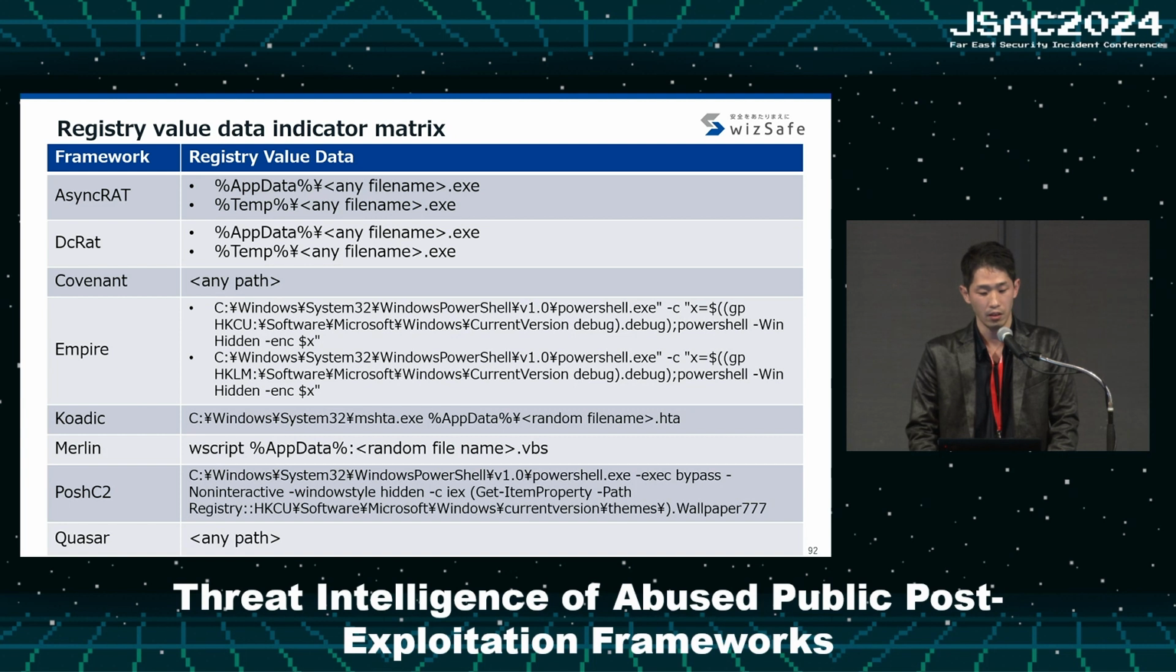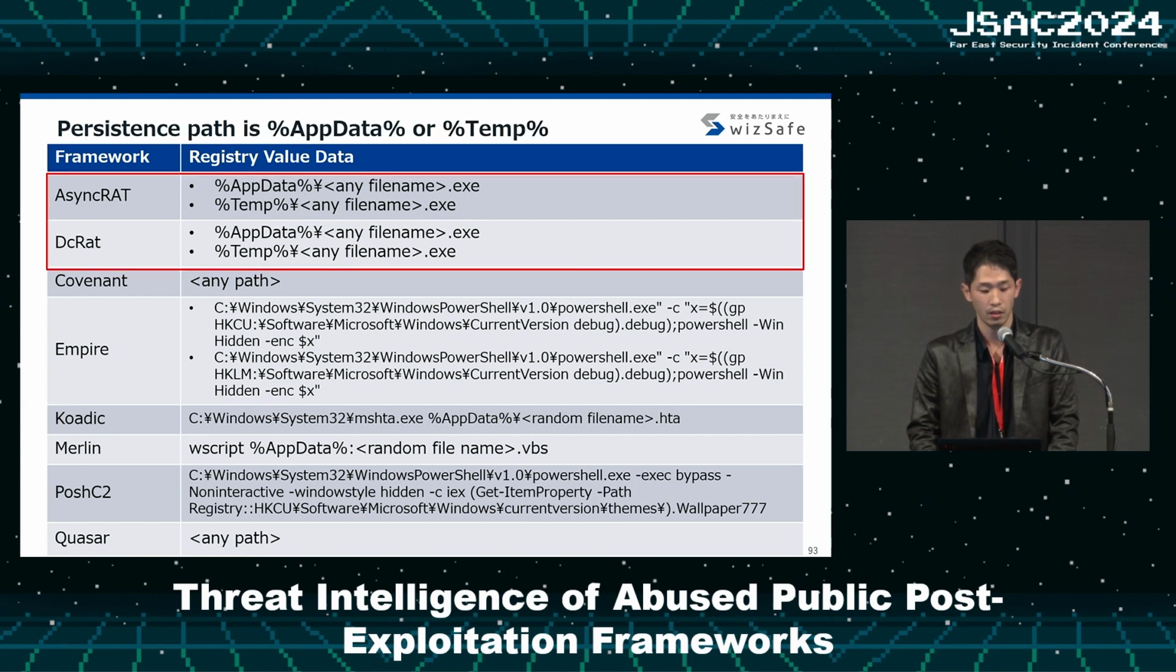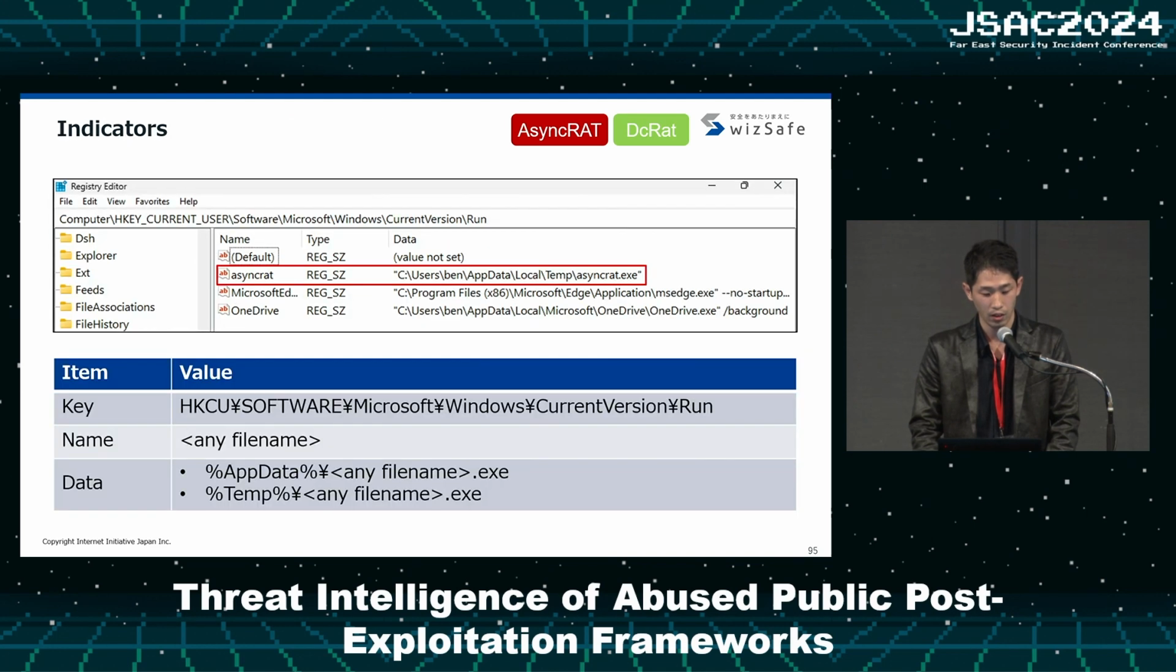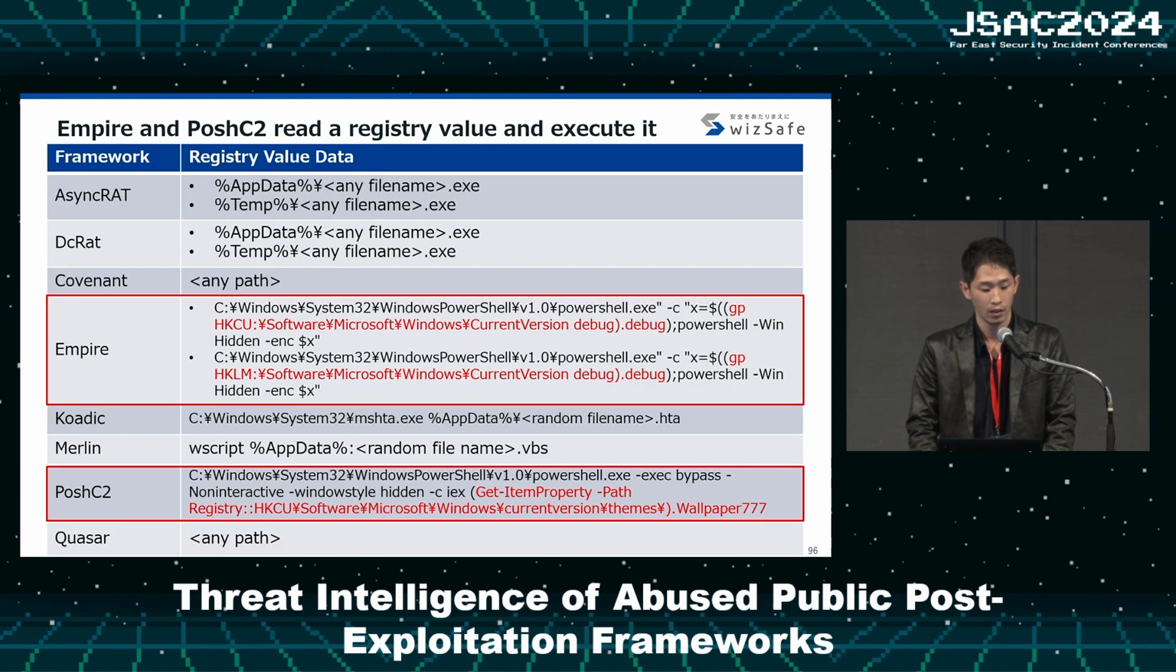So next, let me observe the registry values. There are two available paths: the AppData path and the temp path. This means that at the time of the build, the persistence setup is made. So these are the two data locations, the AppData and temp. Once it's registered in the registry, either of these paths and the limits are used.